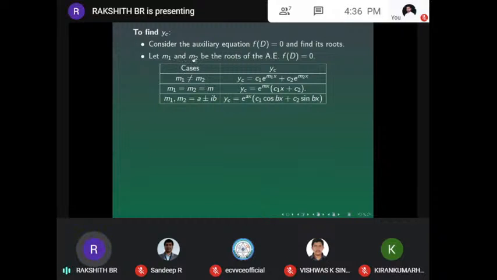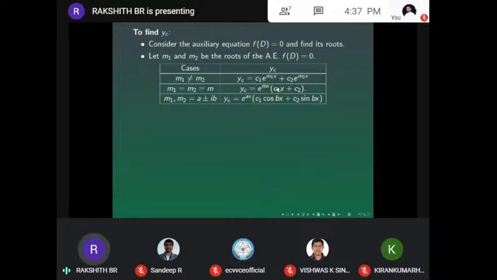If m1 and m2 are distinct, then yc, that is the complementary solution, is given by c1 e^(m1 x) + c2 e^(m2 x). If the roots are one and the same, that is m1 = m2 = m, then your yc is simply e^(mx)(c1 x + c2).